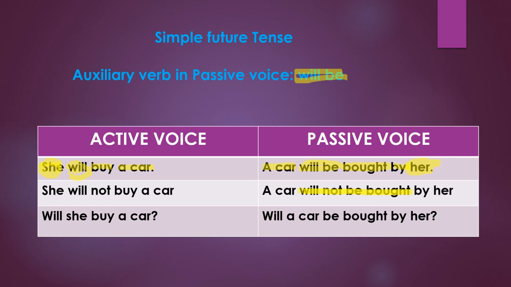Then, will she buy a car? As we know, will remains at its place. Will a car be bought by her? So we change from here, and will remains at the beginning of the passive voice also. So it is: will a car be bought by her?